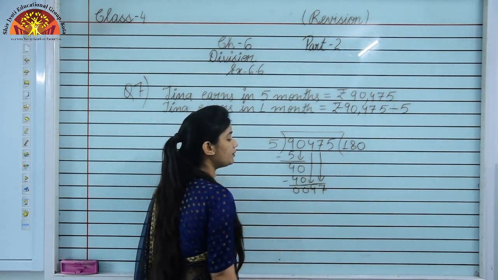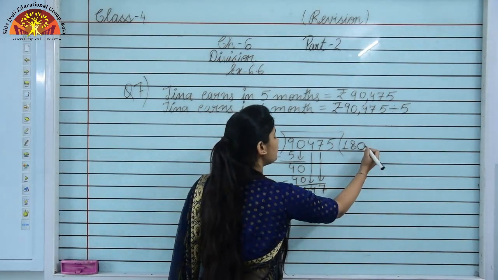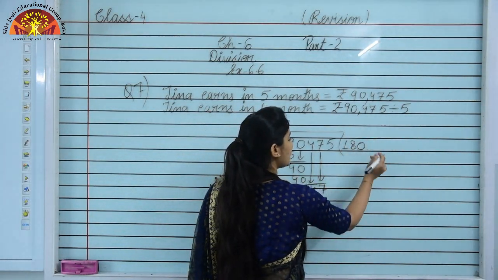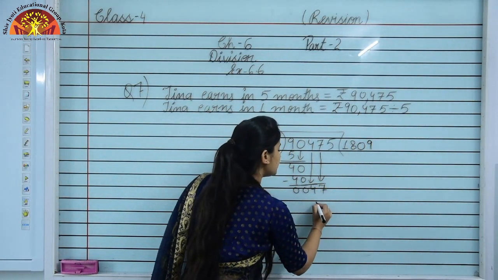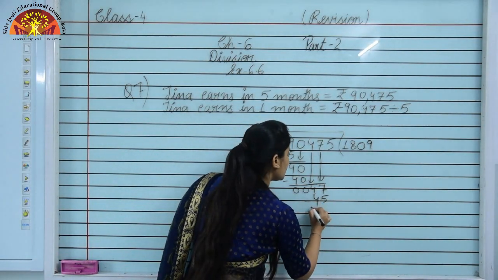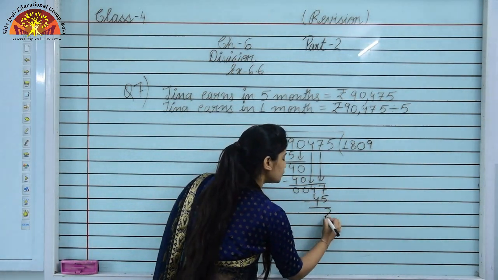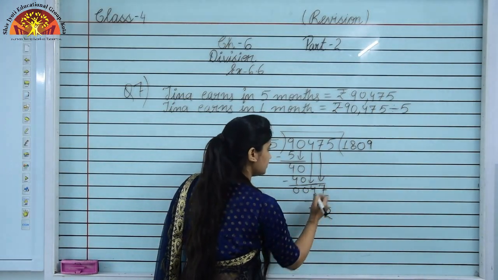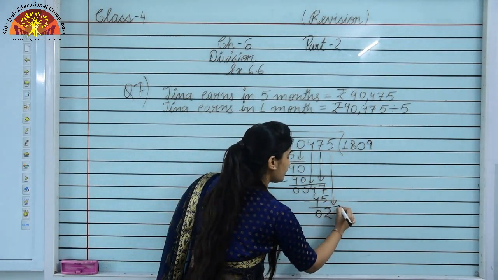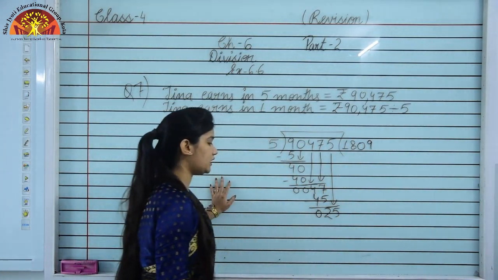So now this will become 47. Again 5 8s are 40 and 5 9s are 45. 7 minus 5 is 2, 4 minus 4 is 0. Now we'll take 5 here. And this will become 25.